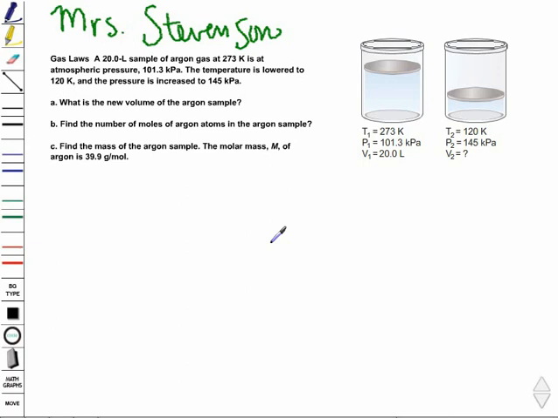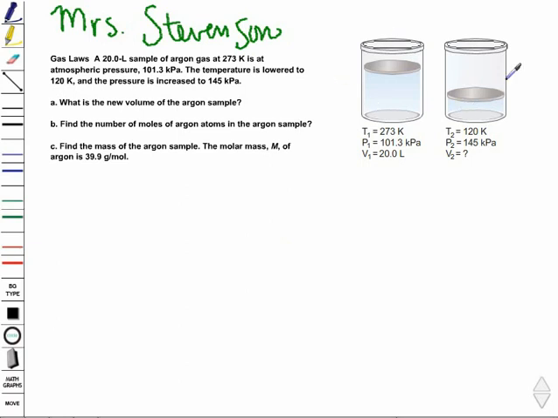A 20-liter sample of argon gas at 273 Kelvin is at atmospheric pressure, 101.3 kilopascals. The temperature is lowered to 120 Kelvin, and the pressure is increased to 145 kilopascals. A. What is the new volume of the argon sample? B. Find the number of moles of argon atoms in the argon sample. And C. Find the mass of the argon sample. The molar mass M of argon is 39.9 grams per mole.